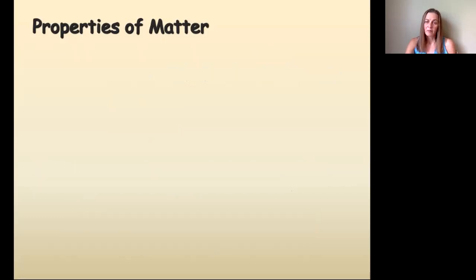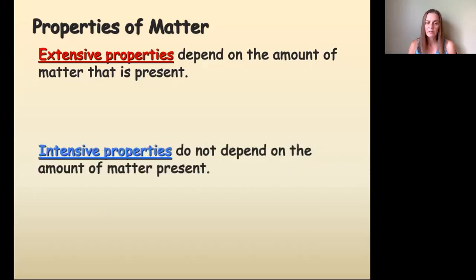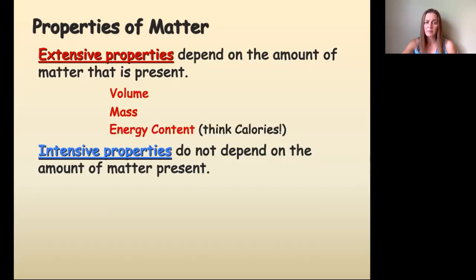Okay, another way we divide our properties of matter is by talking about extensive and intensive properties. So extensive properties are those properties that depend on the amount of matter that is present. So you can think of the word extent, to what extent. So this depends on how much of something you have. Intensive properties do not depend on the amount of matter present. So some easy examples of extensive properties would be things like volume and mass, and even the amount of energy that something contains. I know this one might be a little bit harder to wrap your heads around, but you guys can think about calories as an example of this.